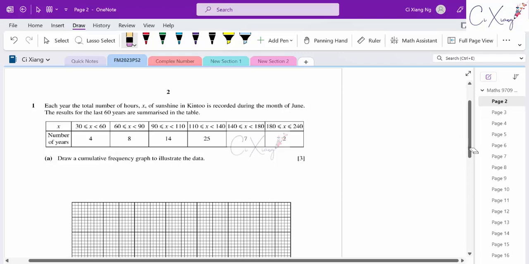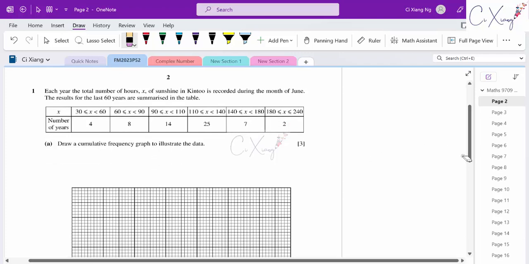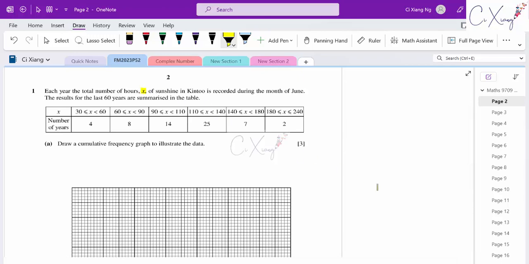Each year, they give us the total number of hours, X, of sunshine in Kintu recorded during the month of June. The results are shown in the table. The number of years here is 60 years in total. First of all, they want us to draw a cumulative frequency graph to illustrate the data.